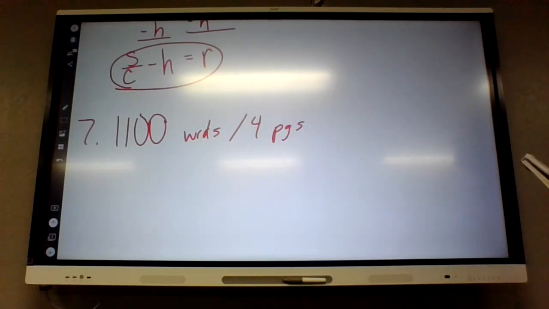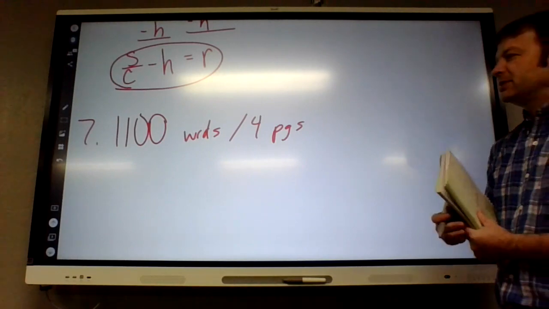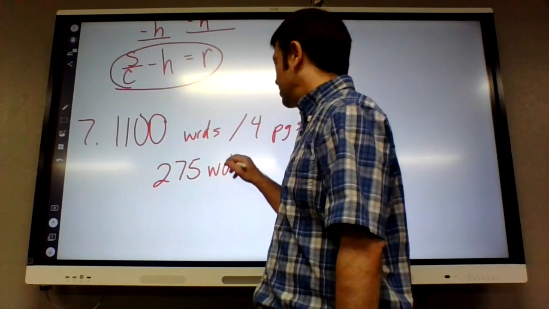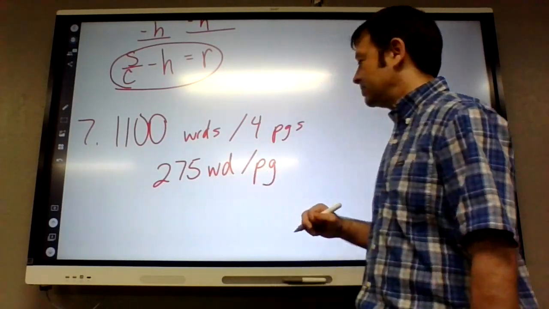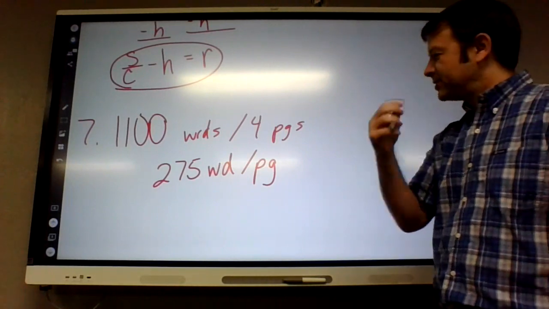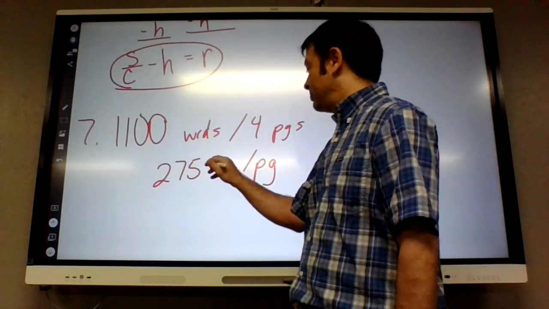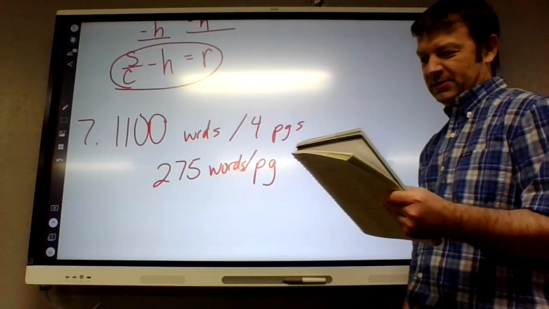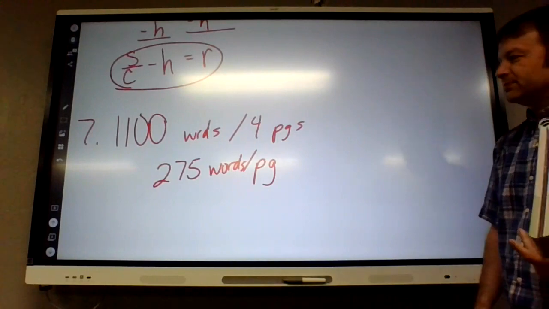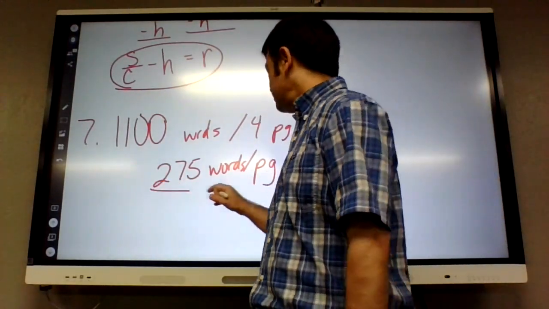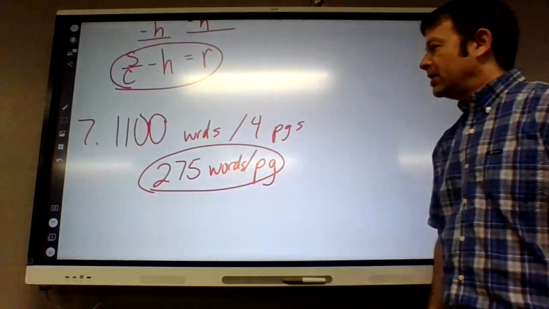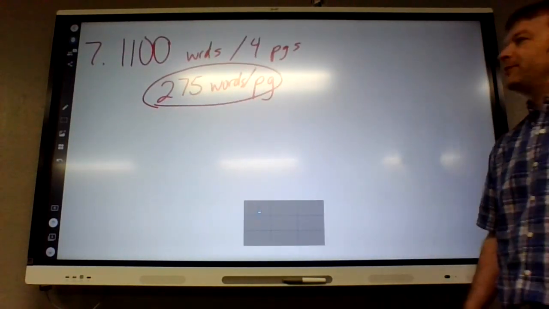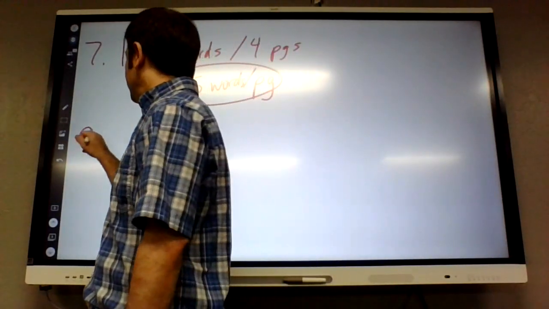Let's see, what does that come out to? Okay, so it'd be 275 words per page. I don't know if that's a good abbreviation for words. Maybe I shouldn't abbreviate words. Unit rate is just something that we use a lot because it helps us compare different things. All right, number nine.